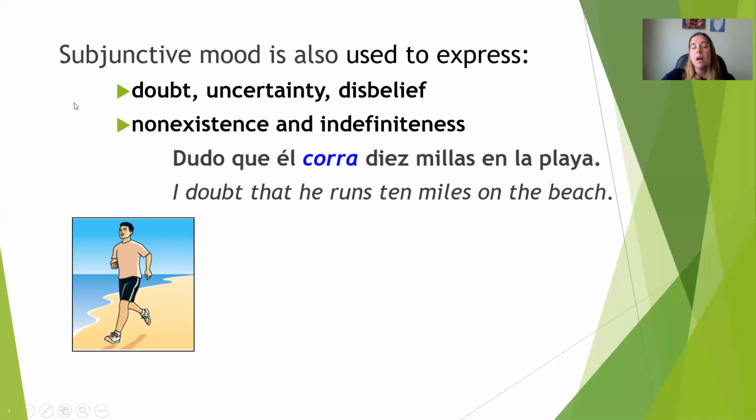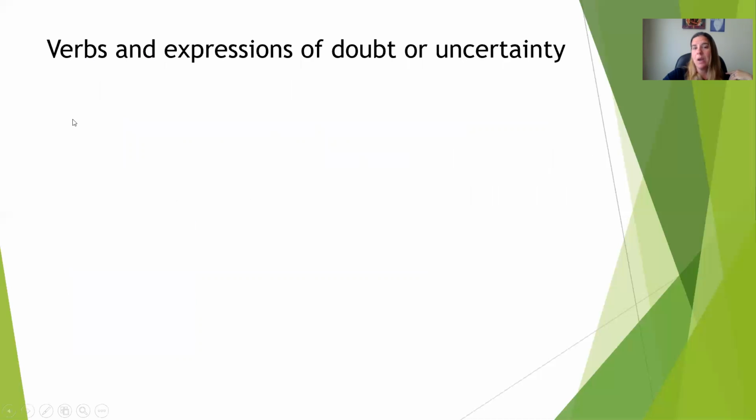And then finally, with expressions of doubt, uncertainty, and disbelief, non-existence or indefiniteness. Dudo que él corra 10 millas en la playa. I doubt that he runs 10 miles on the beach.